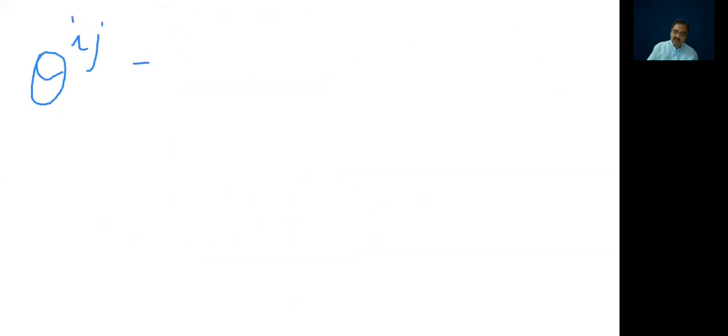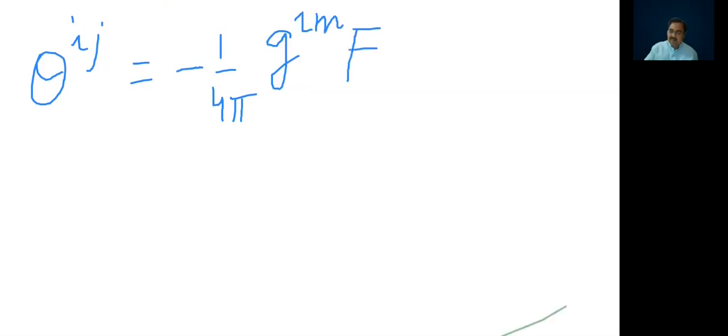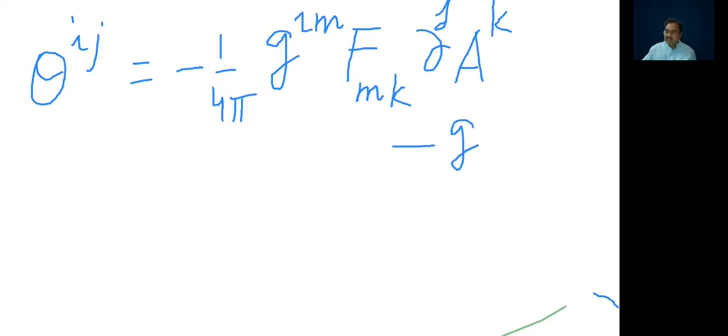So theta ij will be minus 1 over 4π, and I said g_im, and then you write F^mk, easy to remember. And then you write here ∂^j, this j comes from theta ij, and then this A_k, which is the field coordinate, right, minus g_ij and L. Okay.